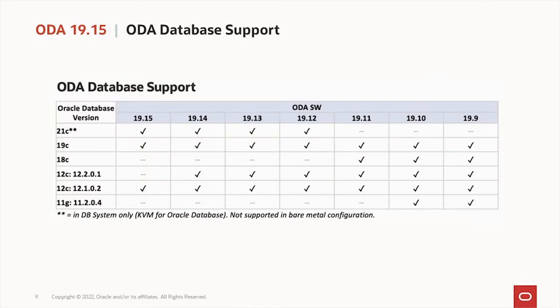So this is just a quick summary of all the different databases we support with the different versions of the ODA software. As you can see, in 1915, we stopped supporting the 12.2 database because Oracle stopped supporting that. And just FYI, in November, the 12.1 is also going out of support. So it's a good time to prepare your customers to move to the long-term support release, which is 19c. And of course, 21c is supported in the DB system or in KVM within ODA.